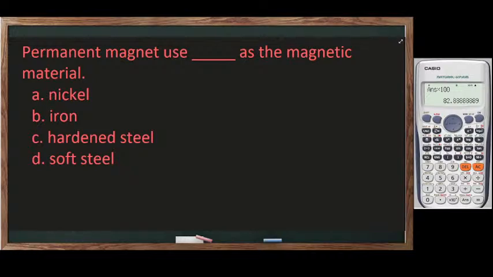Okay, yan. So the correct answer is letter C, which is hardened steel. So if you are going to make a permanent magnet, the magnetic material is hardened steel. Okay? So, next question.